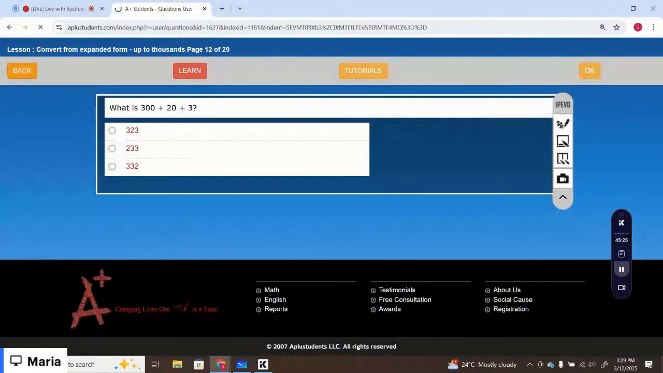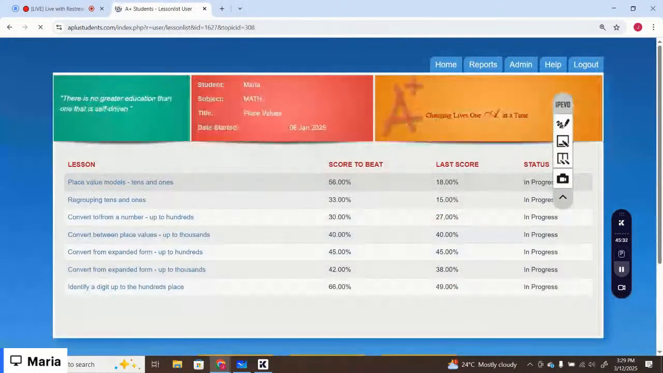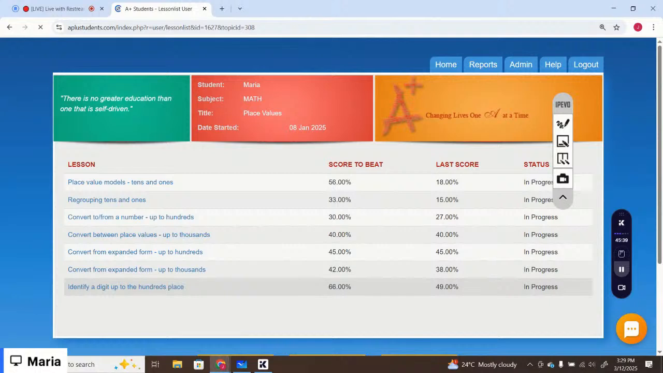Okay, you can complete the lesson by yourself a little bit. Let's just move on to the next lesson. The next lesson is identify a digit up to hundreds place. Let's just start with the lesson.